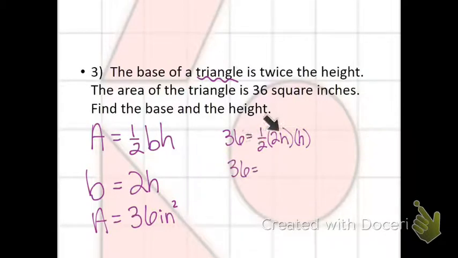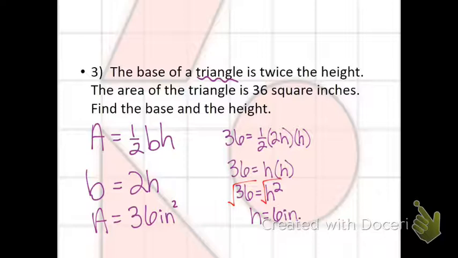Okay, 1/2 of 2 would just be 1. So this ends up being 1H times H. H times H is H squared. And then to get H alone, we just have to square root both sides. And we should get that H equals 6. If our units for area were inches squared, then the height would just be inches.